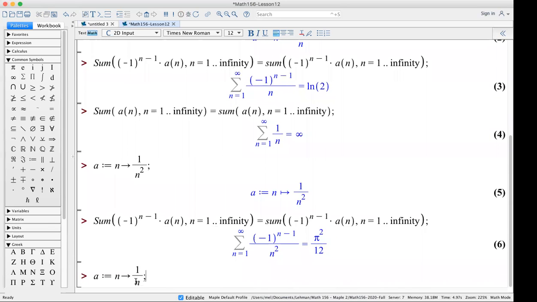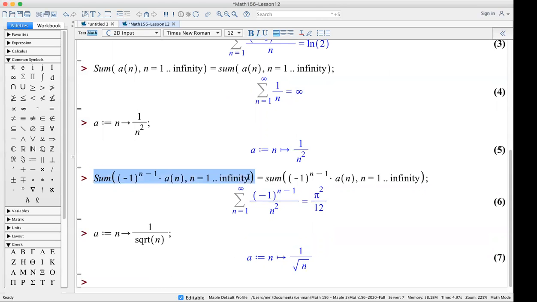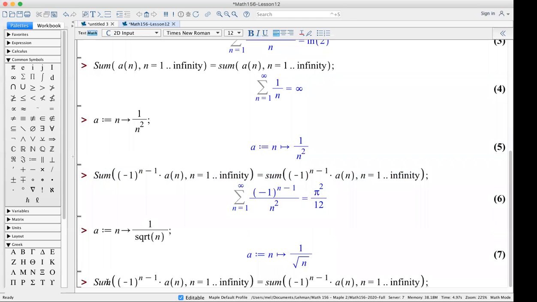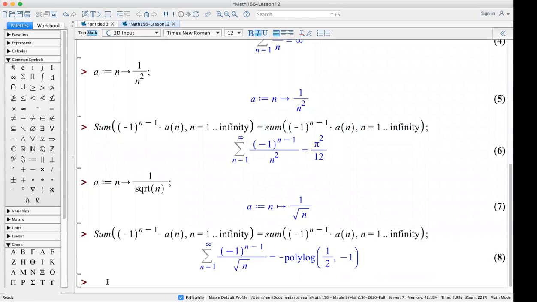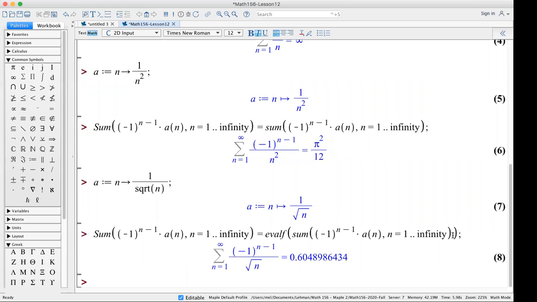Suppose I took an to be square root of n. What is the sum of the alternating series? Ooh, this just means it's too complicated to write down. There's something called the polylogarithm, that's what this is, but there's no way for us to express it. But if I want to know what it is numerically, I could just evaluate this as a decimal, and this is 0.604.